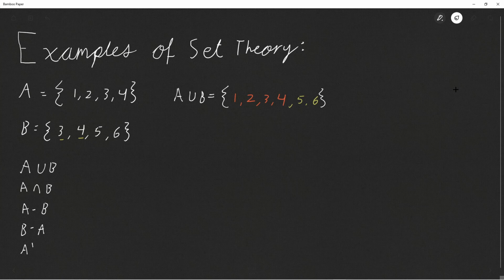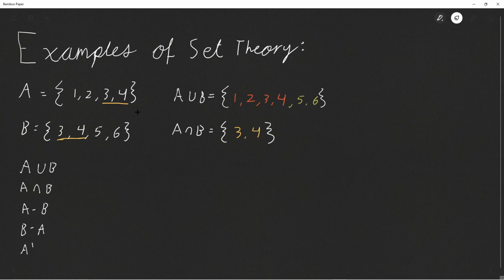So next up, we want to find our A intersection B, which, if you remember, is the numbers shared between our A and B. And you'll notice that our A and B both have 3 and 4, which means that our A intersection B, or our A and B, is going to be equal to 3 and 4, since those are the numbers that they share.